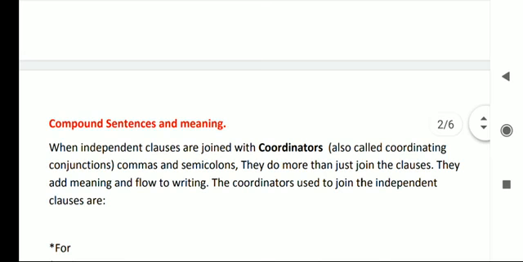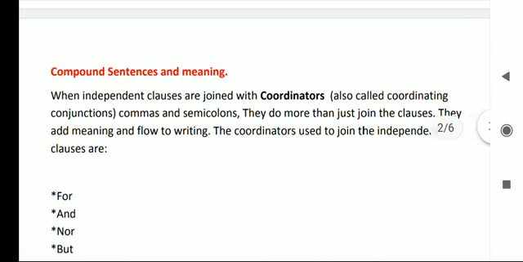So now compound sentences and meaning. When independent clauses are joined with coordinators, also called coordinating conjunctions, right? Commas and semicolons, they do more than just join the clauses. They add meaning and flow to writing.